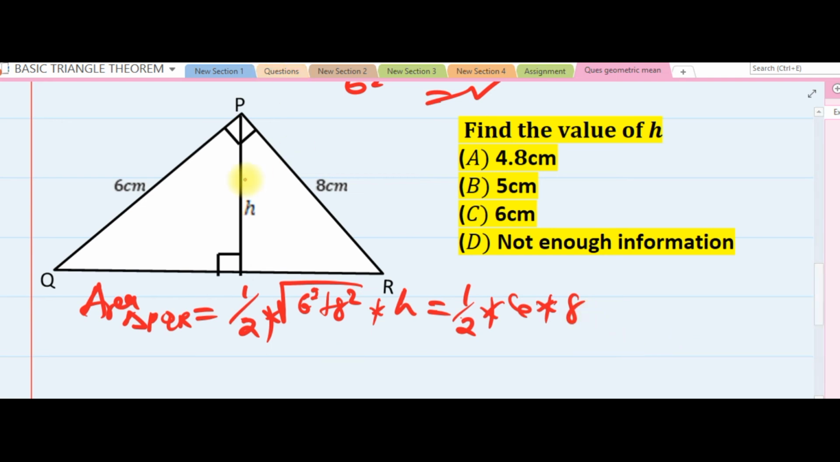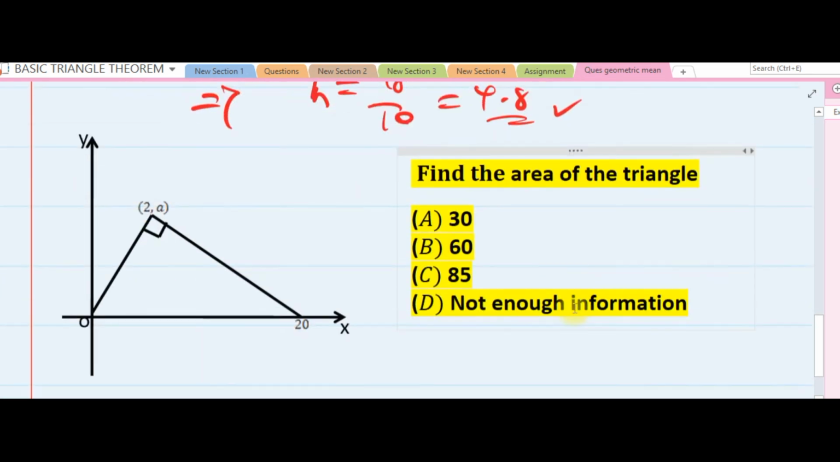We have two right triangles, so I can take 6 or 8 as the height or the base, or I will take h as the height while QR is the base. So from here, half, this is 10. So h is now 48 over 10, which is 4.8. That's our answer. You don't need to waste your time.